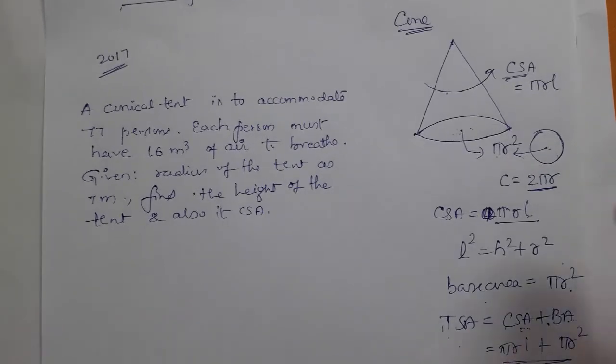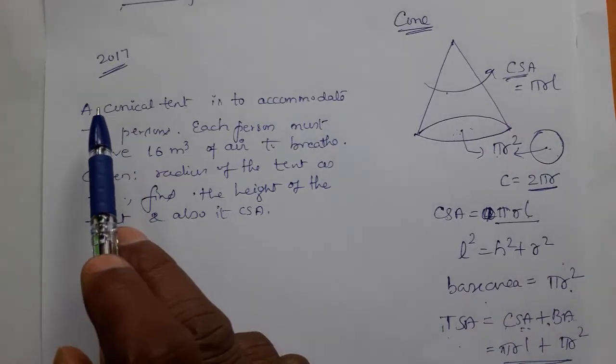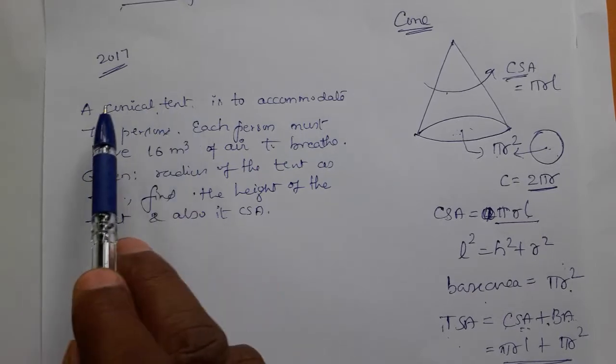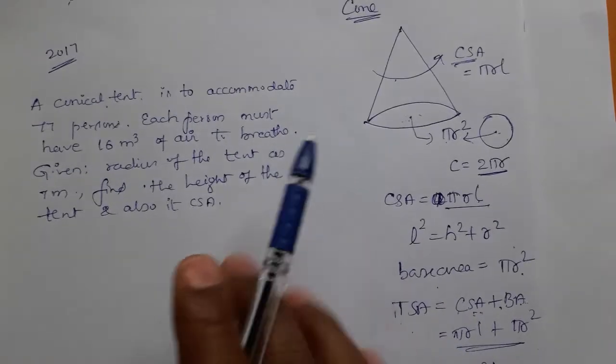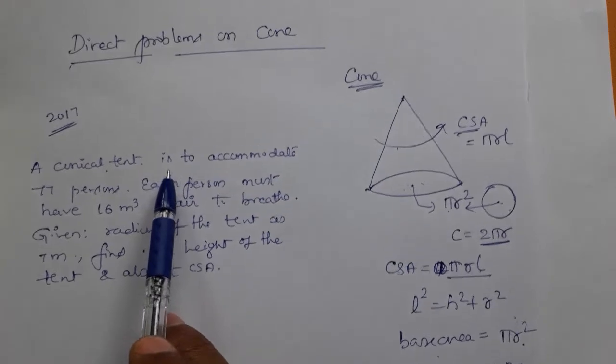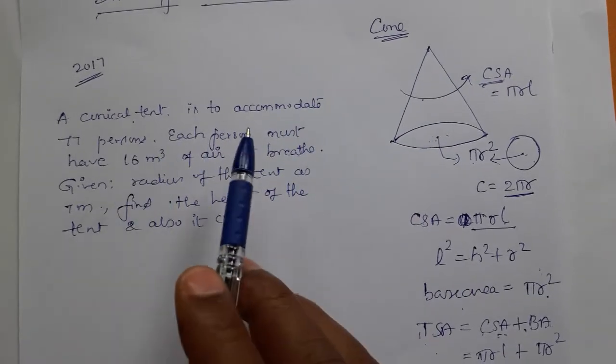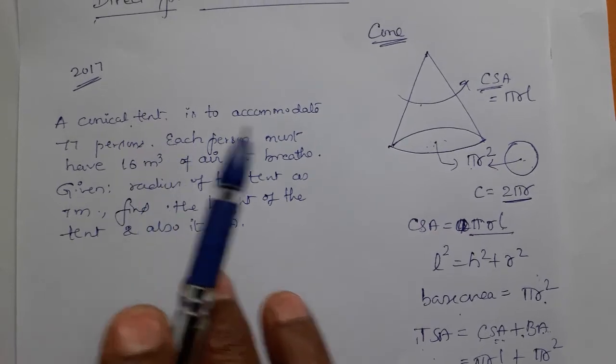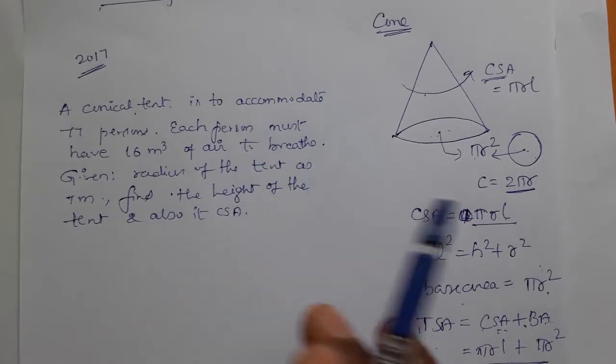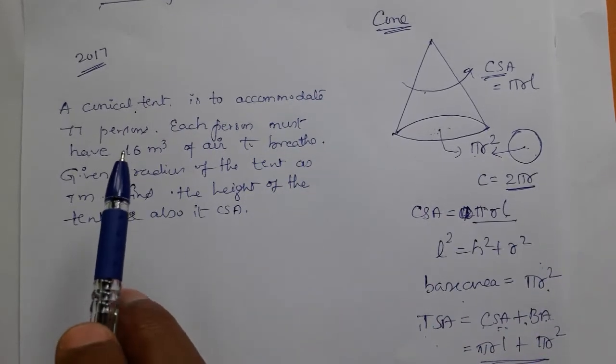See, this was the 2017 board paper question, a conical tent. By reading this question, we come to know this question is purely from a cone only. It is not melting recasting, it is not combination, it is just a cone that is given. We have to use just the cone formula. The other solids' formulae are not required here.